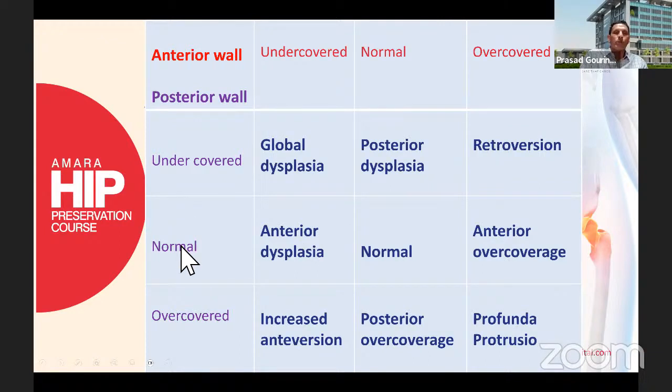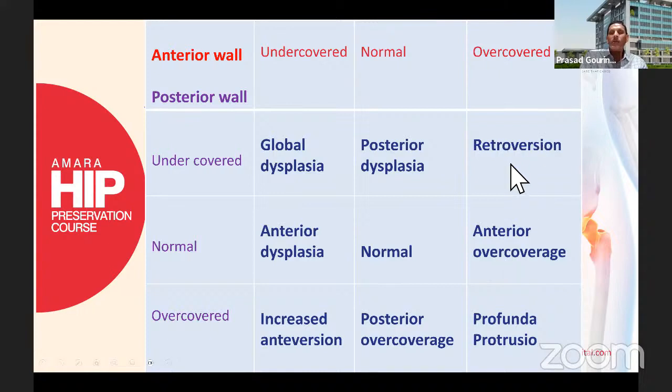If you have a normal posterior wall and the anterior wall is undercovered, that's anterior dysplasia. If both are normal, obviously that's normal. Only one of the nine combinations. If the anterior wall is overcovered and the posterior wall is normal, that's anterior overcoverage. We'll have a crossover sign. The treatment will not be the same.